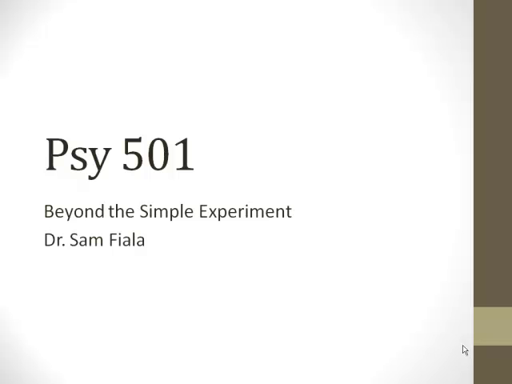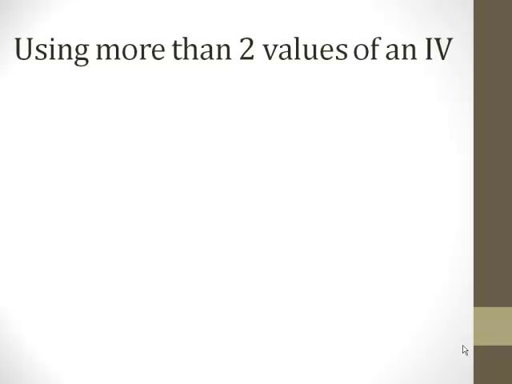For now, we'll start by talking about the simplest way of expanding, not adding any variables, but adding more levels of a variable. And obviously you don't add levels of a dependent variable because you're just measuring that. So we're talking about adding levels to the independent variable, right? So when we use more than two values of an independent variable, more than just experimental and control, so using 3 levels, 4 levels, however many more.